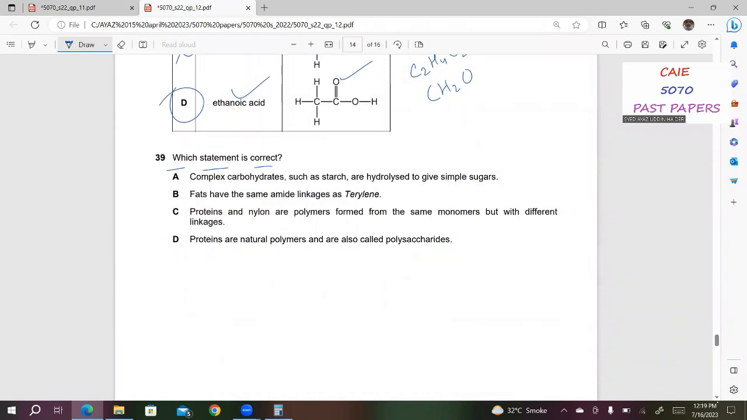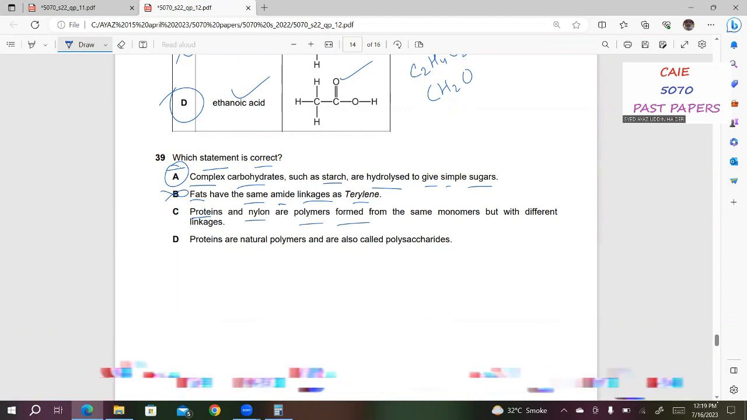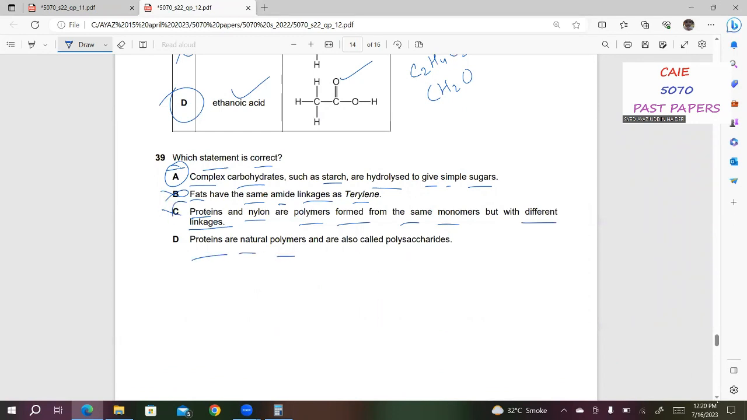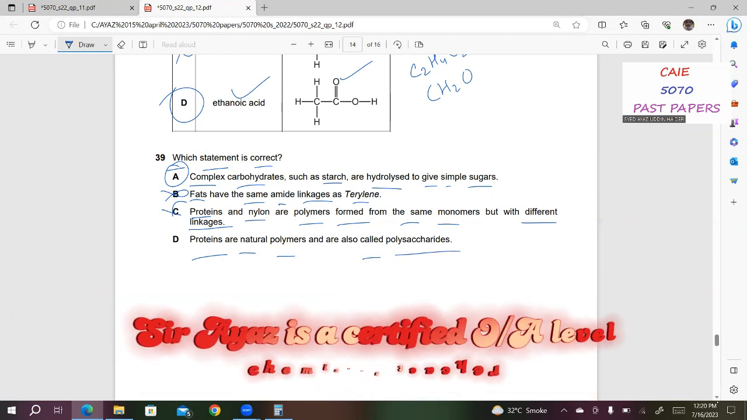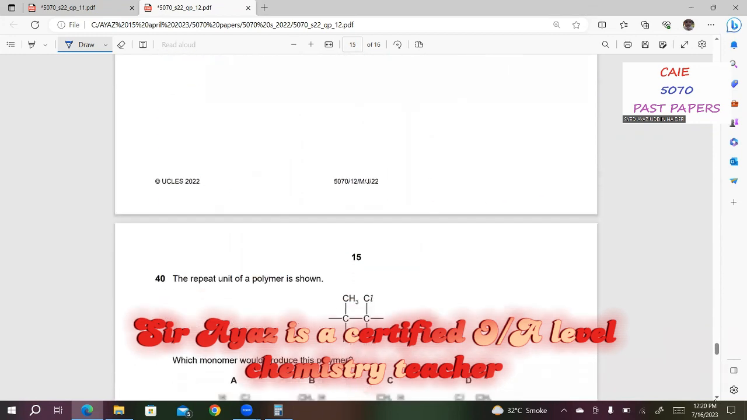39. Which statement is correct? A. Complex carbohydrates such as starch are hydrolyzed to give simple sugars. This is correct. For your convenience, I'm reading the other statements. B. Fats have the same amide linkage as pteridine. This is wrong, because fats have ester linkage. C. Proteins and nylon are polymers formed from the same monomers but with different linkages. This is wrong. They are formed from different monomers but same linkages. D. Proteins are natural polymers and are also called polysaccharides. This is wrong. Proteins are natural polymers, but they are not called polysaccharides. They are called polypeptides. So only choice A will be the right answer in this case.